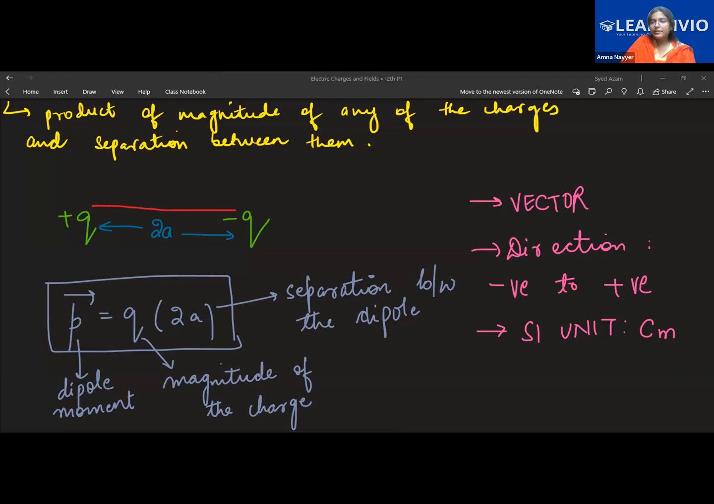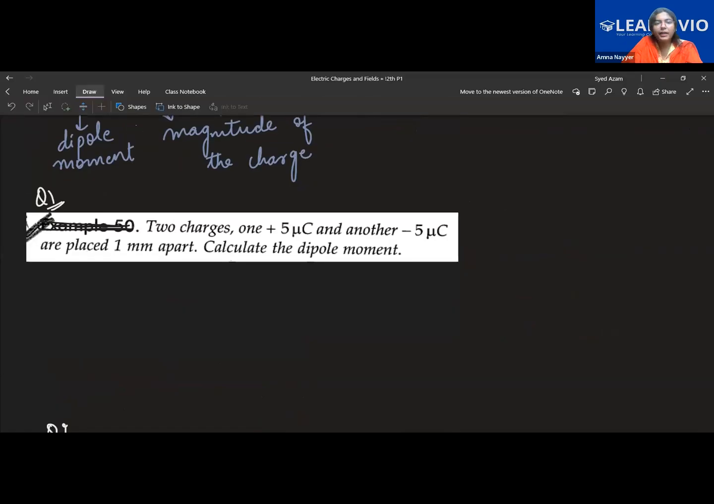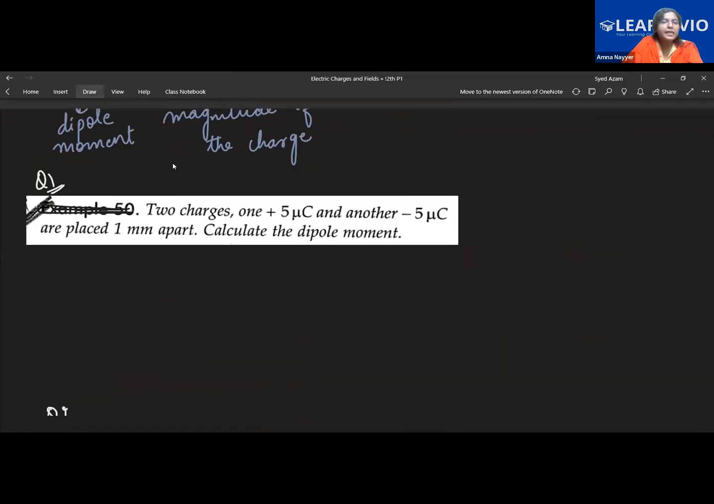Okay, let's see a question based on this, a formula-based question. This question says two charges, plus 5 micro and minus 5 micro, are placed 1 millimeter apart. We have to calculate the dipole moment. So the formula of our dipole moment is Q multiplied by 2A.